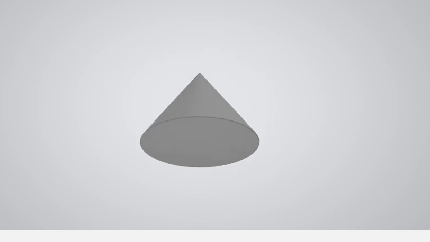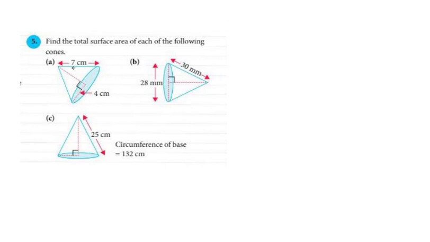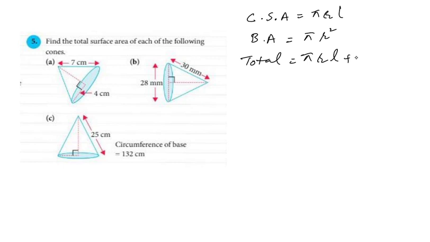Moving back to the questions, here we have to find the total surface area of each of the following cones. So in part A, you see that slant height is given to be equal to 7 centimeter and radius is equal to 4 centimeters. So there are two areas. Number one is curved surface area, which I told you that it is pi r L, and the second one is base area, which is equal to pi r square. So in total, the total surface area of the cone is equal to pi r L plus pi r square.